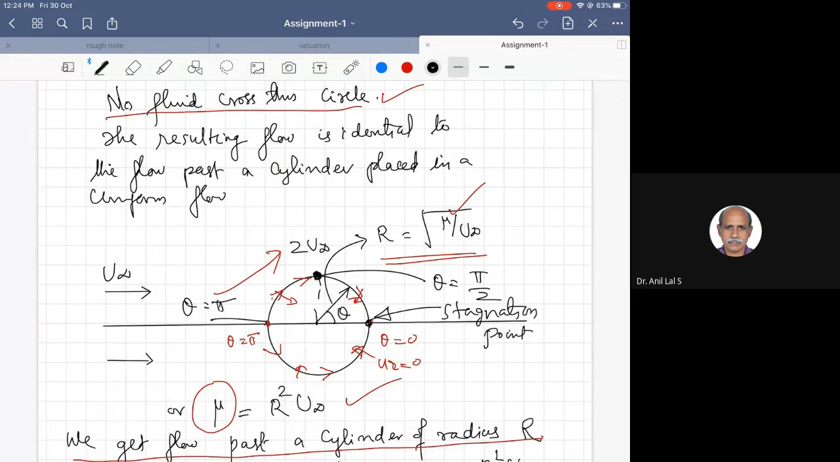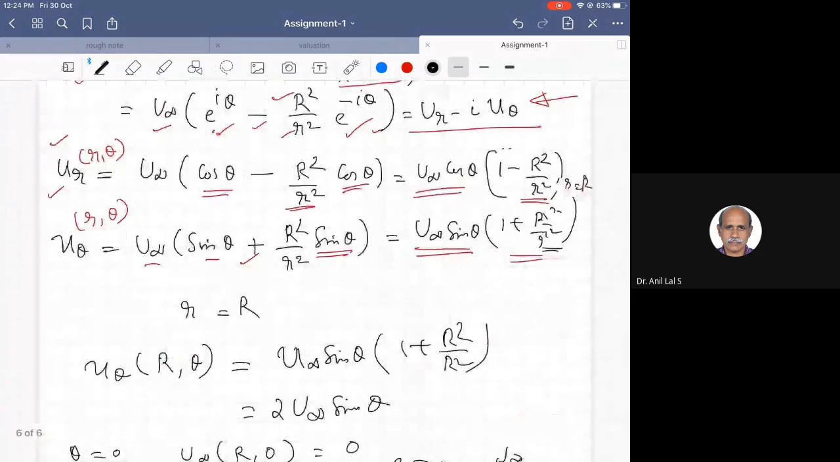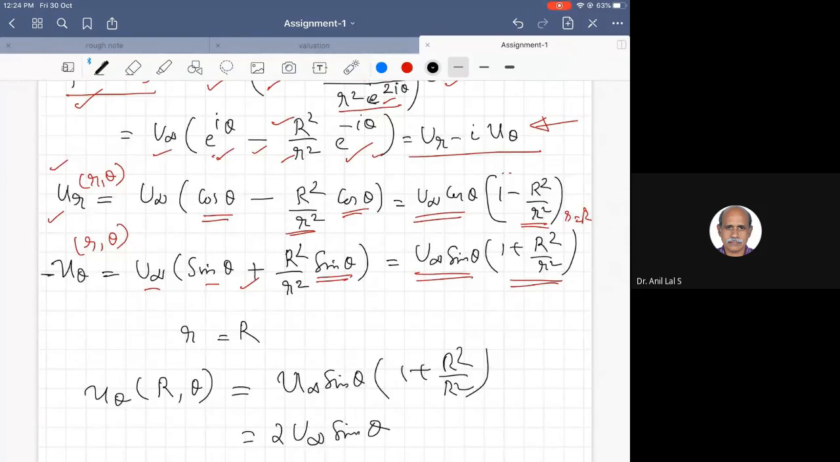Let me check the units. Okay, there's a mistake from the units. So this is all minus u theta. This is minus because it is minus i u theta. So not the imaginary part, but the negative of that. So if I want u theta to be written, it has to be like this. There is a negative sign. So minus 2 u infinity sine theta.